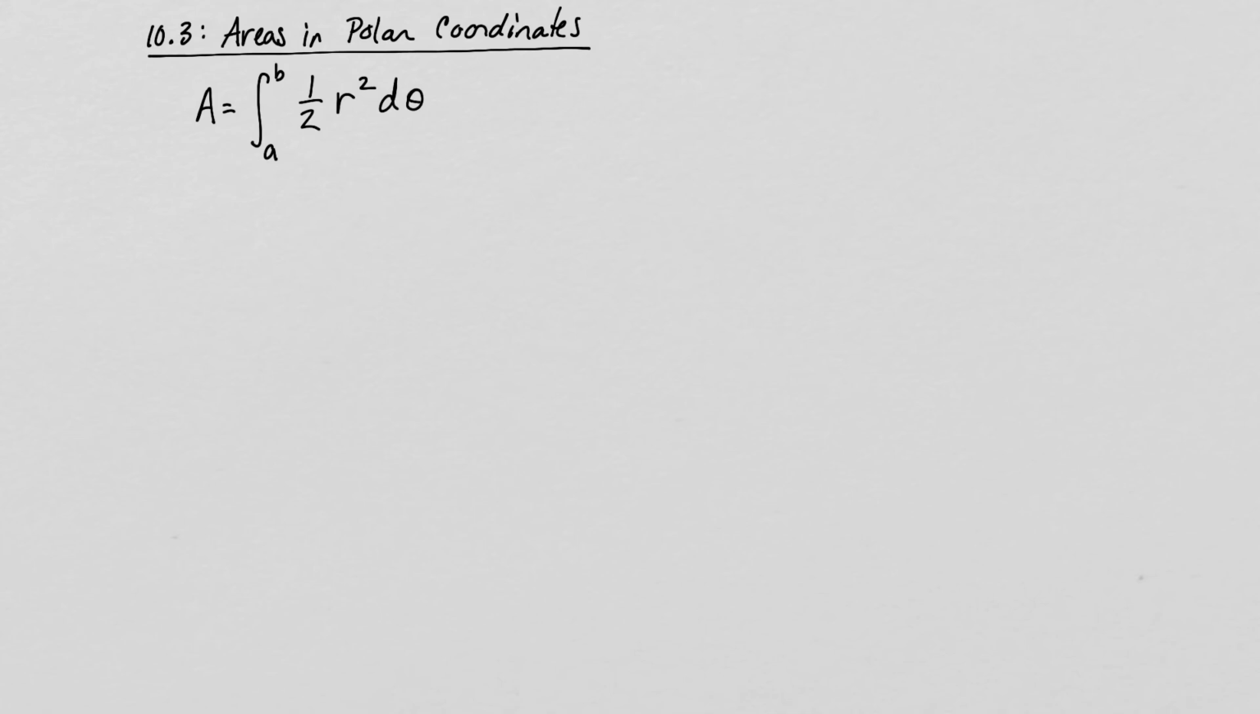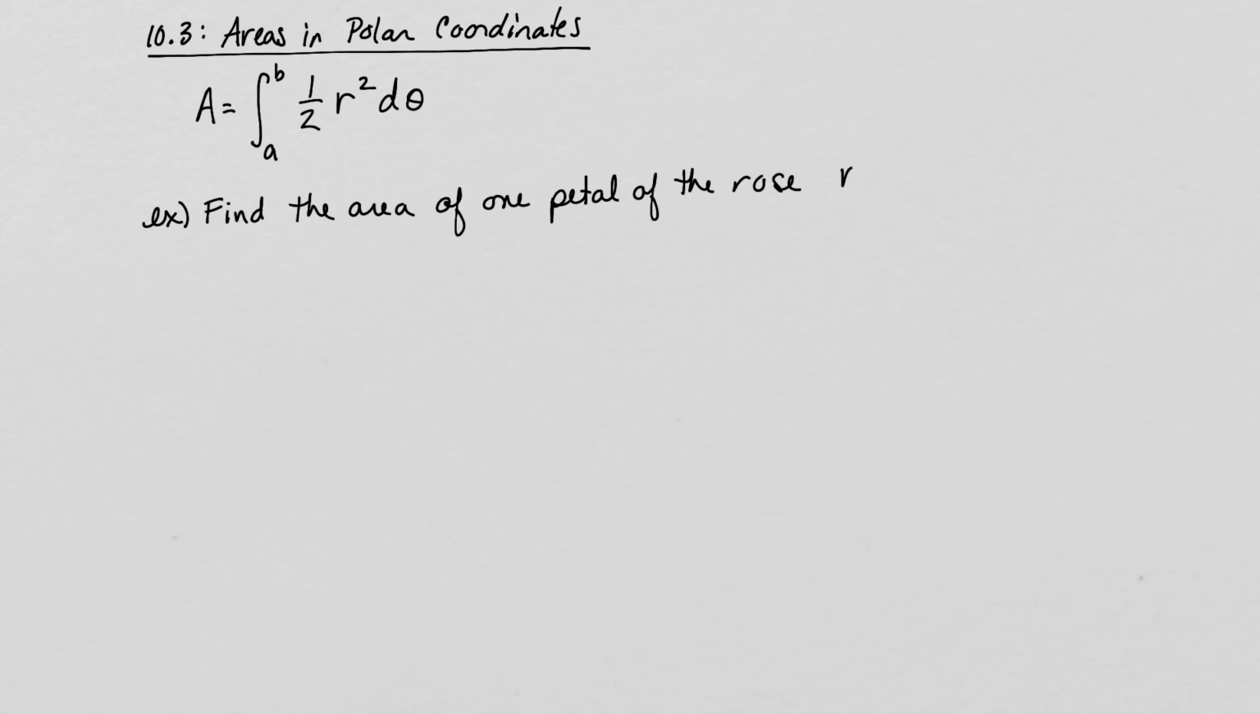So, for example, let's find the area of one petal of the rose r = 3 cosine 3 theta.